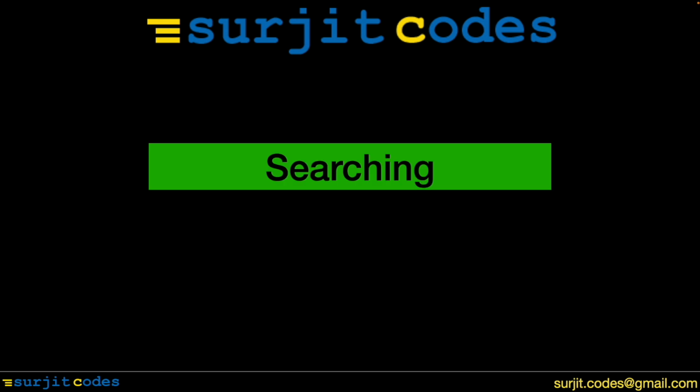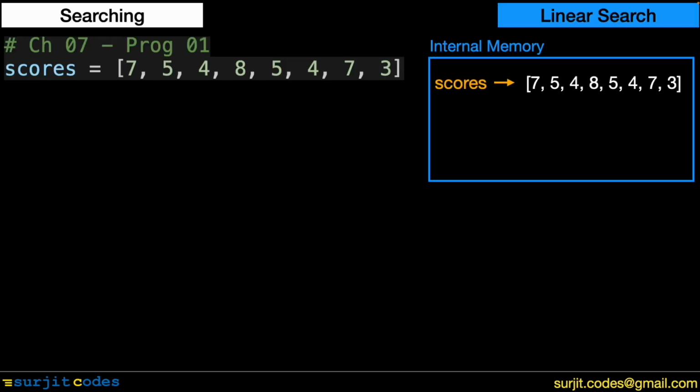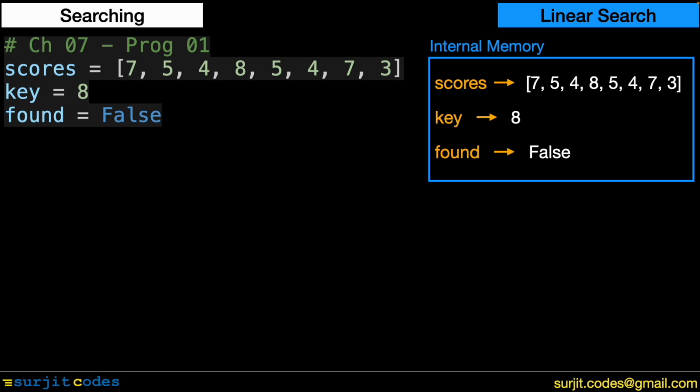One of the important operations in data processing is searching of an item in a list. We are given a list of scores and a key value that we want to find in the list. We shall start with the linear search. To begin with, we are not sure about the presence of 8 in the list, so we start with found equal to false and start searching the items in the list one by one.